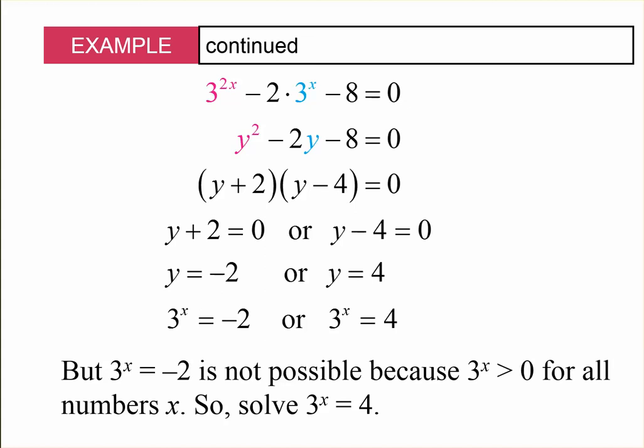And again, the same exact scenario happens that happened last time. 3 to the x, it goes like this, right? It goes like this. Will it ever be a negative 2? Not possible. This one is possible. 3 to the x. Are any negative numbers possible? Not for exponential functions. Exponential functions have to be higher than 0. This one's possible.